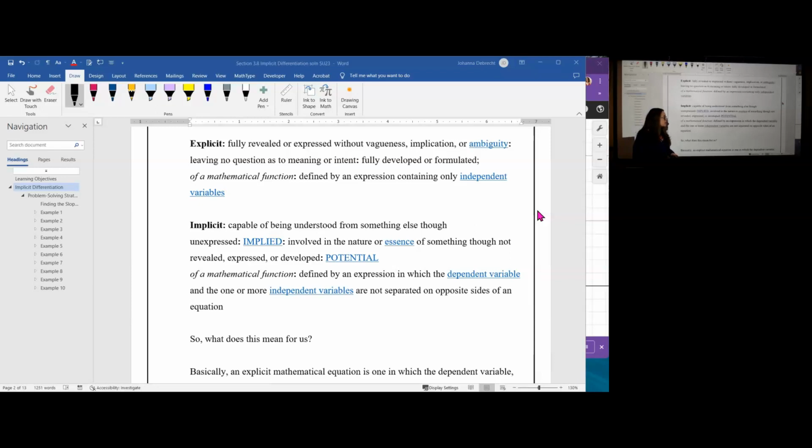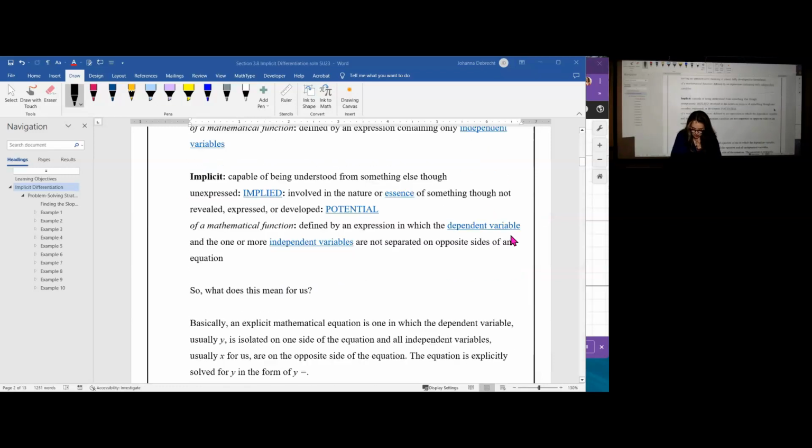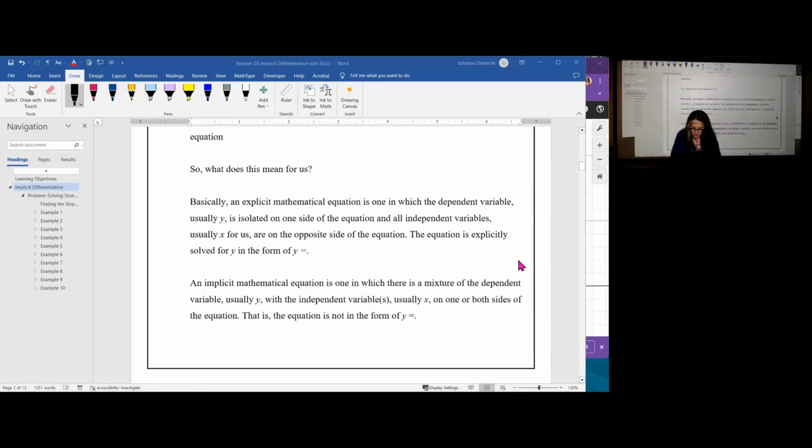And the mathematical function is defined by an expression in which the dependent variable y and the one or more independent variables, for us x, are not separated on opposite sides of an equation. We've already looked at a couple of examples. What we're going to do now is talk about how we actually do implicit differentiation. What's the problem-solving process to find the derivative of an equation like the example in the introduction? Y minus sine of y equals, I can't remember what it was, x squared?